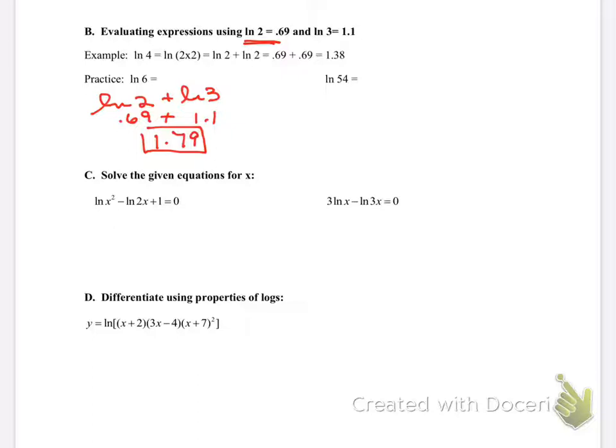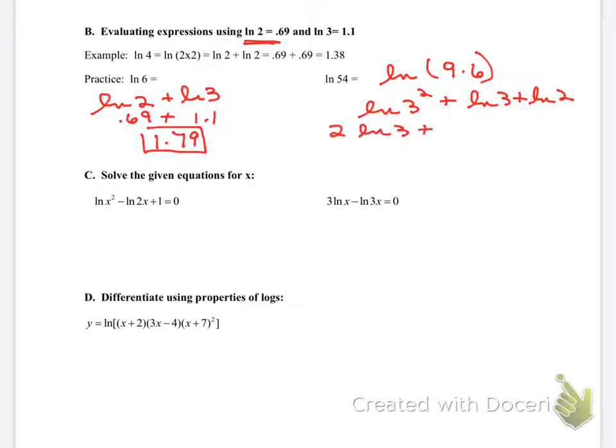Okay, so natural log of 54. So think about that as natural log of 9 times 6, and that's going to be natural log of 3 squared plus natural log of 3 plus natural log of 2, and I can make that 2 times natural log of 3 plus natural log of 3 plus natural log of 2. So 2 times 1.1 plus 1.1 plus 0.69. 3.99 is my answer. So again, I'm probably going too quickly for you, so see if you can just stop the video, figure it out, and then check and see whether you're correct.